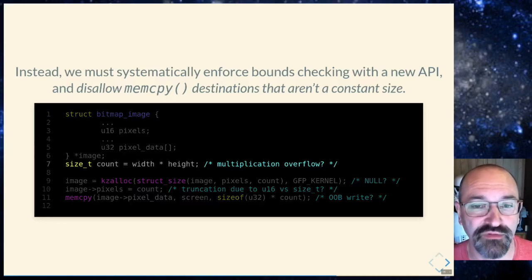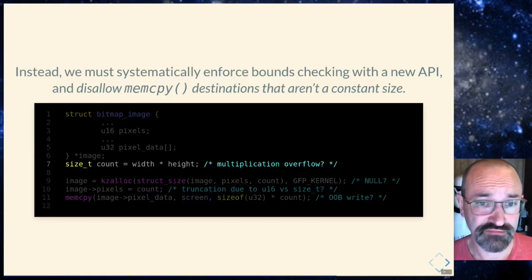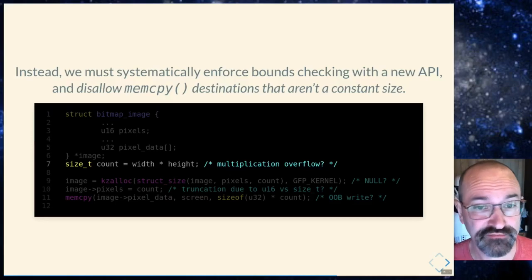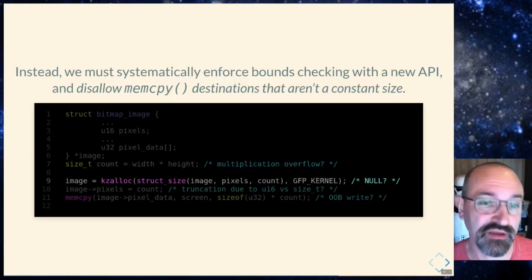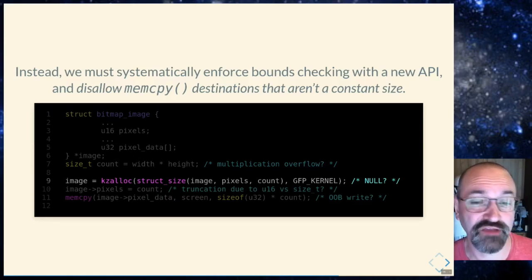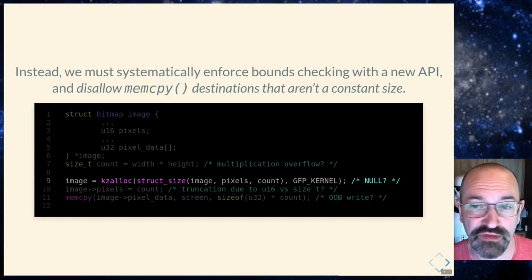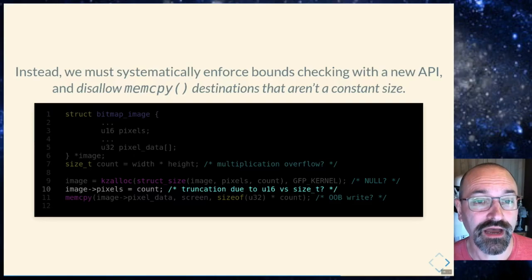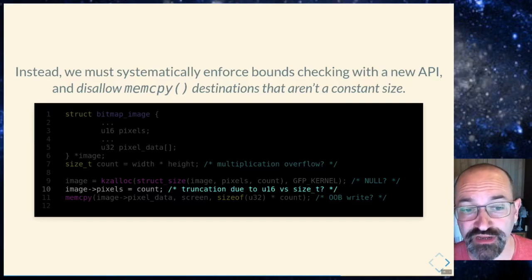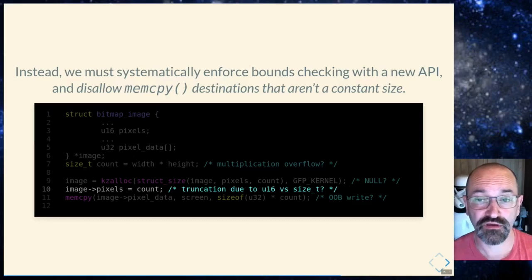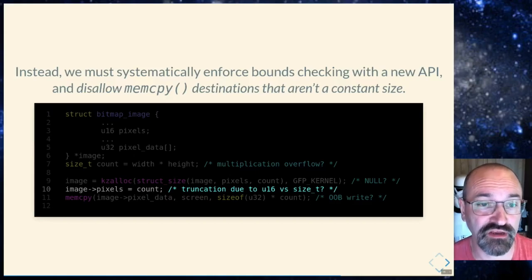Like just in this contrived example, we've got count, width times height. Is this a multiplication overflow? Who knows? Here's the allocation of something. At least it's using struct_size to do its calculation. But maybe this calculation saturated and went to SIZE_MAX because the size of pixels times count was huge. So maybe your image result here was null because it failed to allocate it. How about you've calculated your count, but now it's going to get truncated because the member type for holding this count can't contain the size. This is a U16, but it's being assigned from a size_t count. Are we going to get truncated?